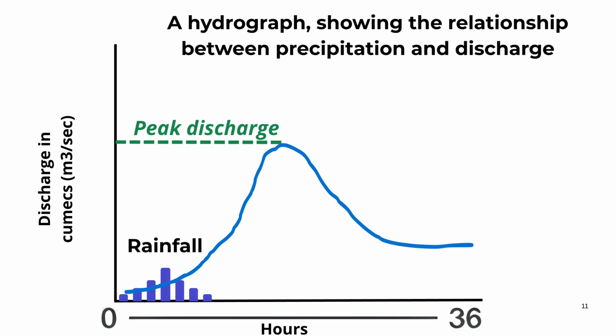We look at the shape and steepness of the rising limb, that is the upward trajectory of the discharge line, and then the shape and steepness of the falling limb. The steeper it is, the shorter the lag time, and the higher the discharge, obviously the more rainfall got into that river. So let's have a look at some scenarios.